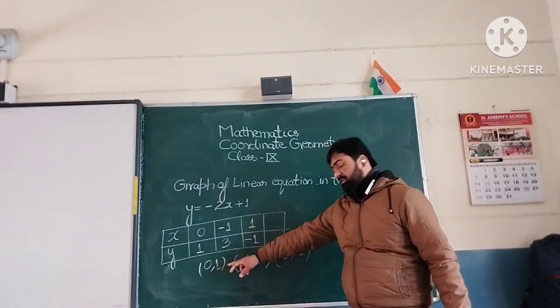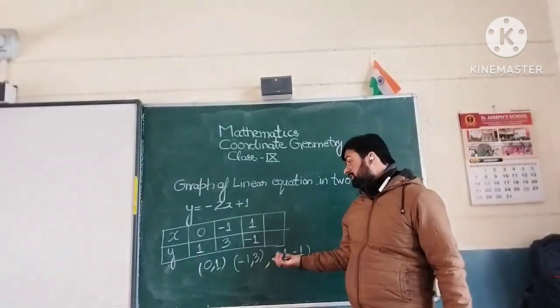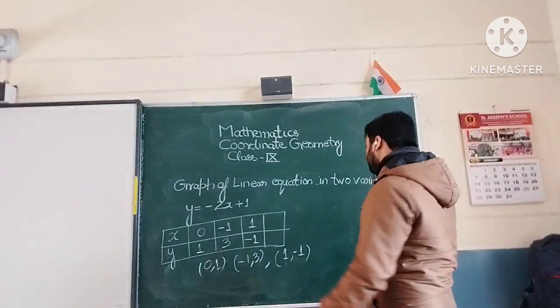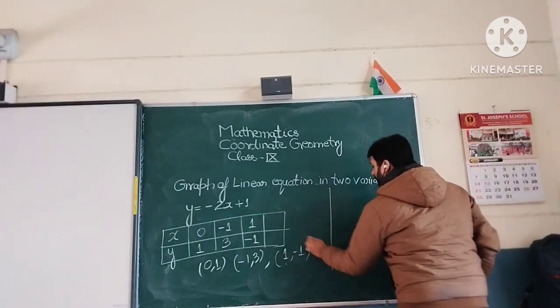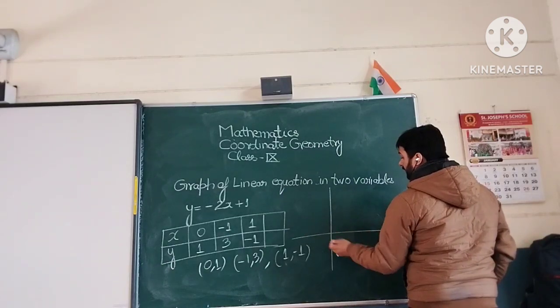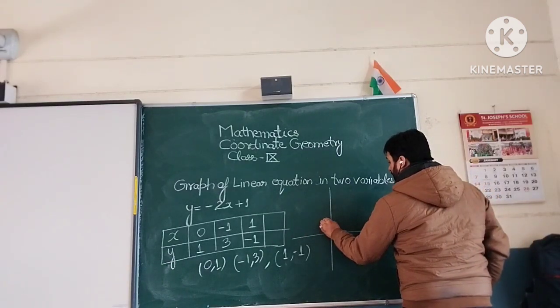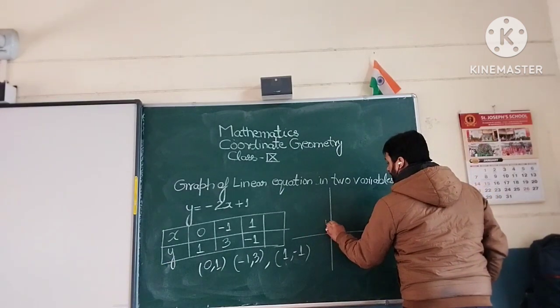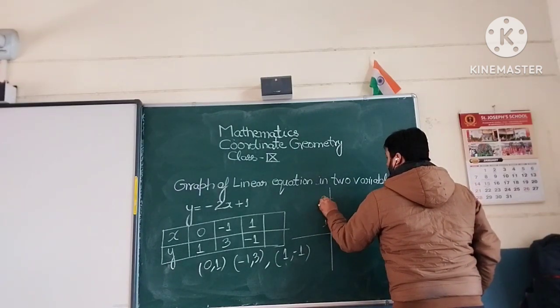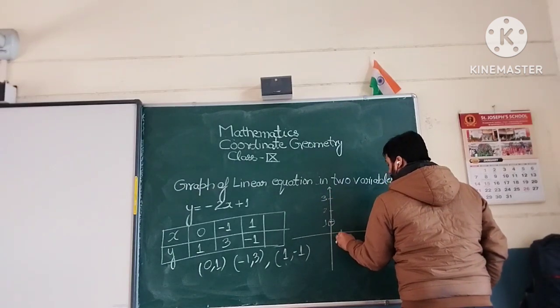And I hope you remember the exercise on coordinates. Now these points will be plotted. Suppose you have your coordinate axes like this. If I plot 0, 1, that means when x is 0, y is 1. So make a dot like this. This is very rough.